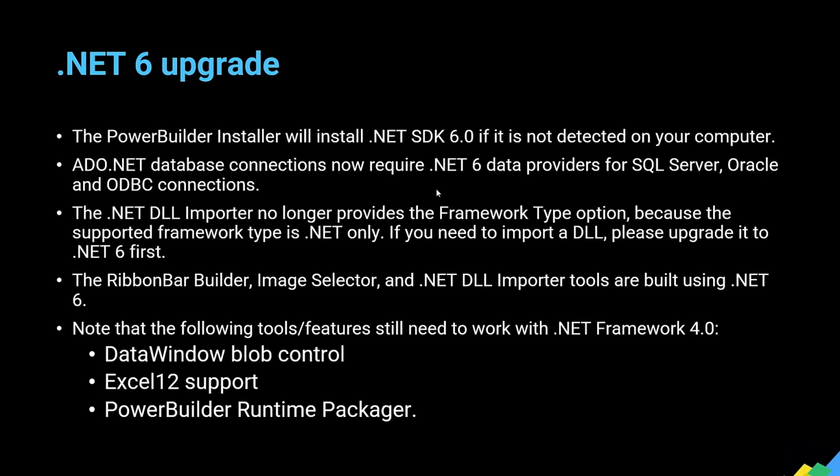The ribbon bar builder, the image selector, and the .NET DLL importer tools are all built using .NET 6. However, there are a few features that still require .NET 4. Those include the data window blob control, XL12 support, and the PowerBuilder runtime packager.